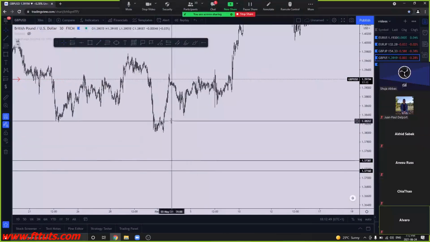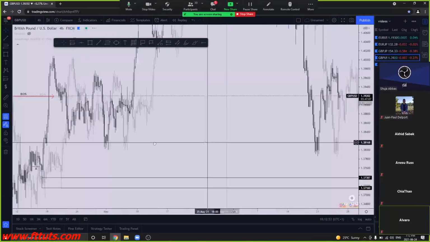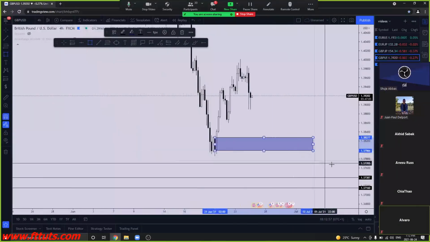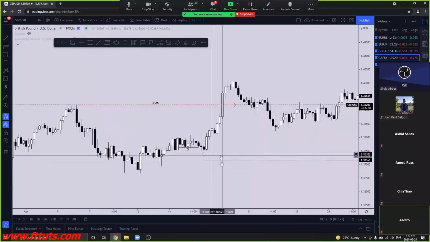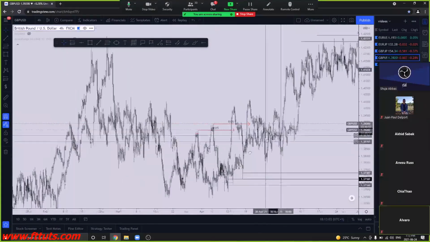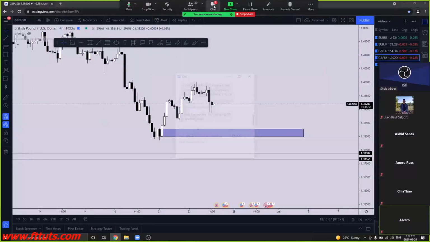So even though we do have a 4H POI right over here that we are going to be setting our focus on, you could still have another POI, which could be this area right over here, because this area is still valid. This area swept liquidity, broke structure, and continued going up. So we have two potential POIs.